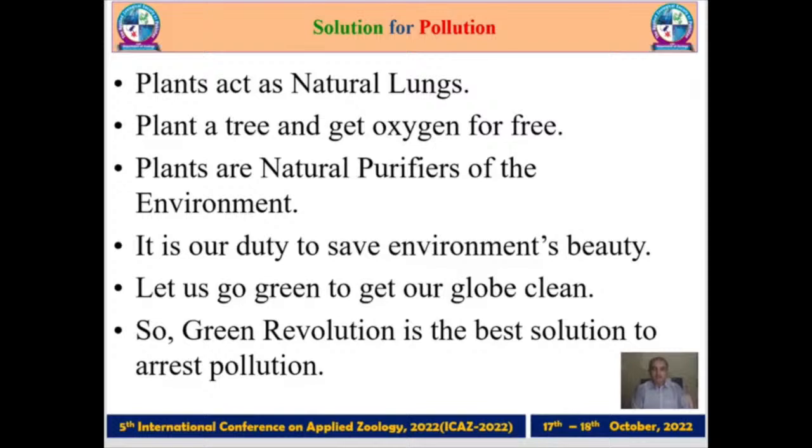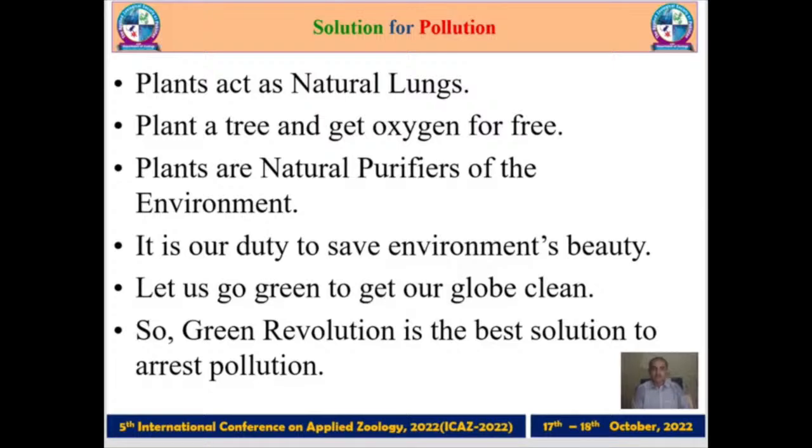Plant a tree and get oxygen for free. Plants are natural purifiers of the environment. It is our duty to save the environment's beauty. Let us go green to get our globe free. So the green revolution is the best solution to arrest environmental pollution.